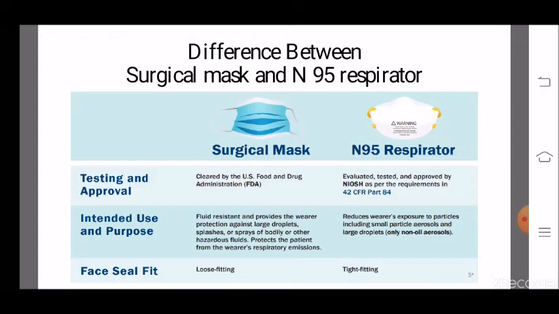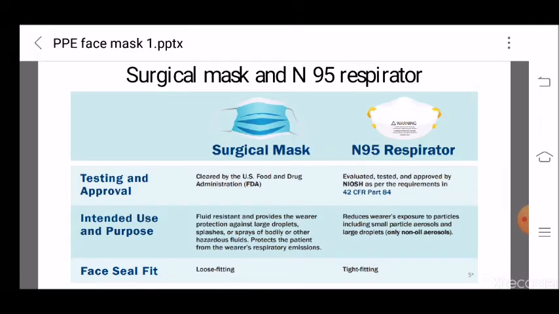Here we'll learn what the difference is between a surgical mask and a respirator. Surgical masks are the components used by doctors to have protection against large droplet splashes or sprays of bodily or other hazardous fluids. It protects the patient from the wearer's respiratory emissions.